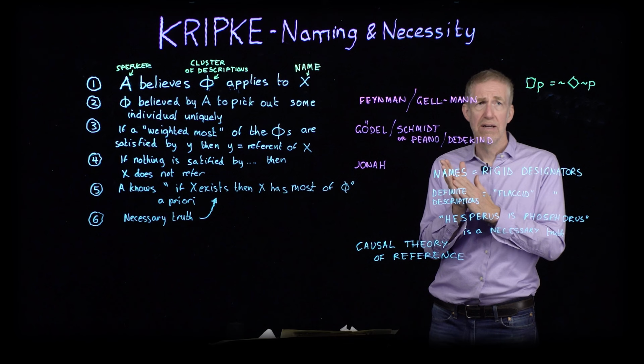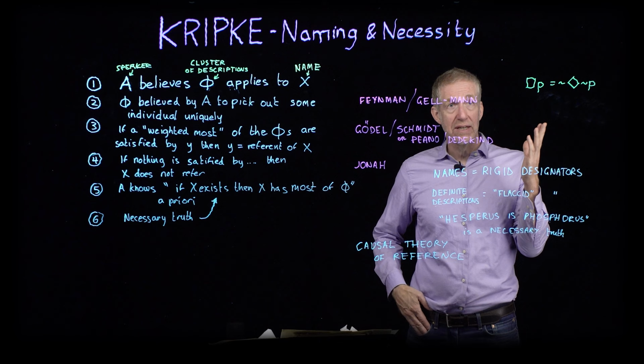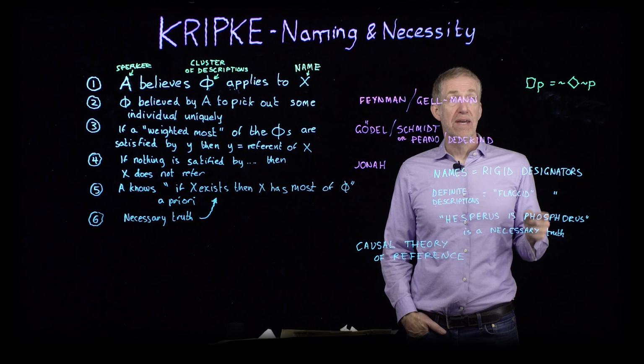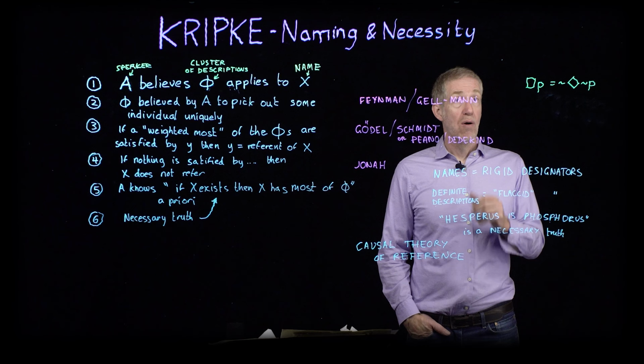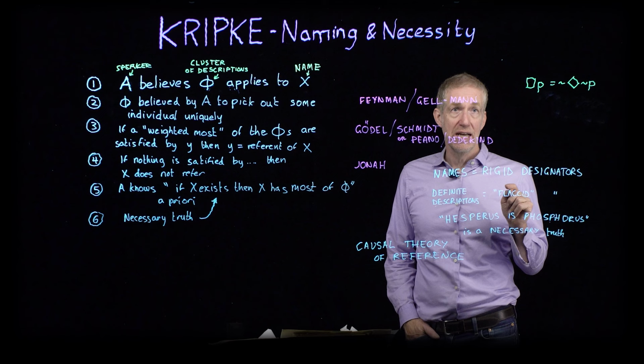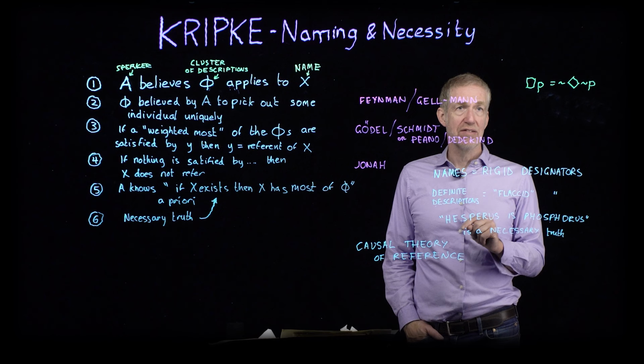All right. What Kripke is going to say is that Hesperus is Phosphorus isn't actually a contingent truth. It's a necessary truth. It is true in all possible worlds that Hesperus is Phosphorus. Why? Because Hesperus is a name that in our world picks out Venus, and Phosphorus is a name that picks out Venus. Now, there's nothing more to those names than what they pick out.